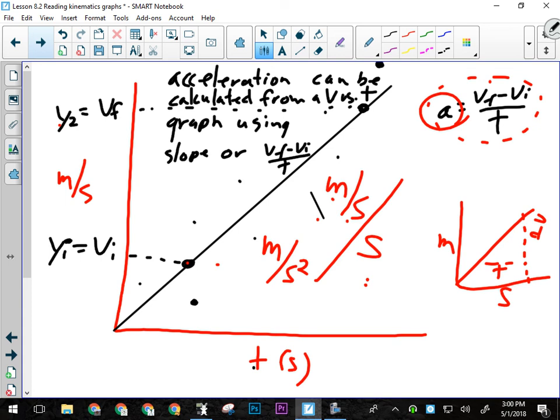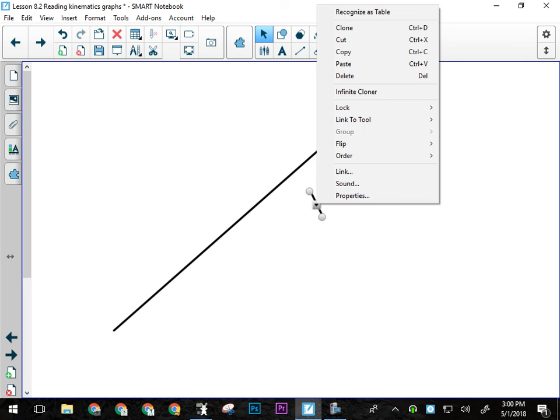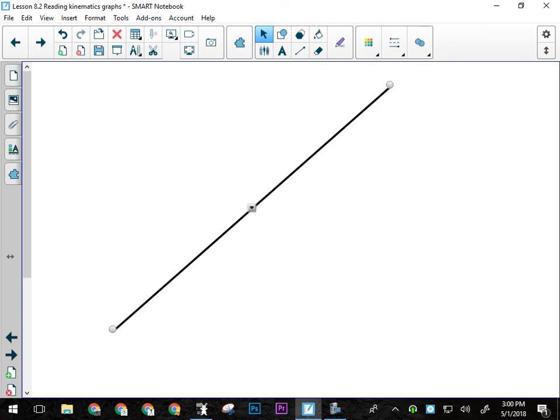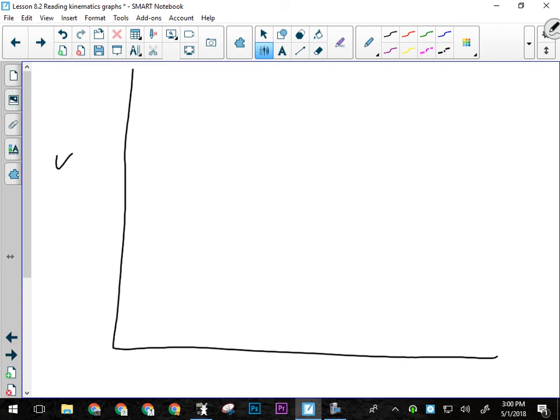So let me go over this. I'm just going to delete this whole thing and draw it over again, because it'll make more sense if I do it one piece at a time. All right, so let's say that I have a velocity versus time graph.